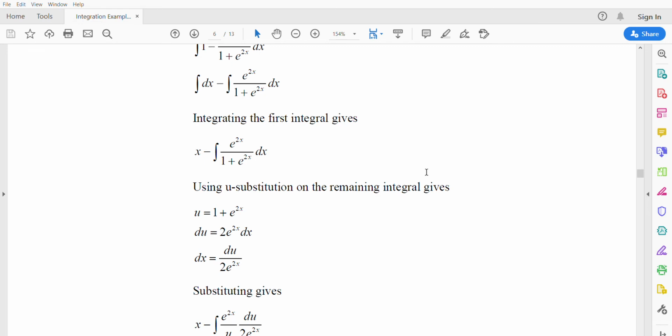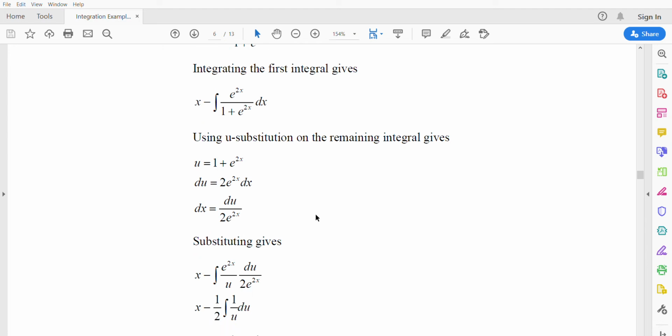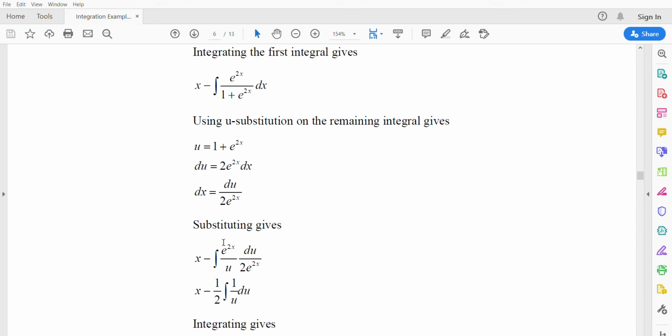Using u substitution, u is equal to 1 plus e to the 2x. du is equal to 2 times e to the 2x dx, which gives me dx is equal to du over 2 times e to the 2x. So now if I substitute, I've got x minus the integral of e to the 2x over u times du over 2 times e to the 2x. The e to the 2x's cancel, and I get x minus 1/2 times the integral of 1 over u du.